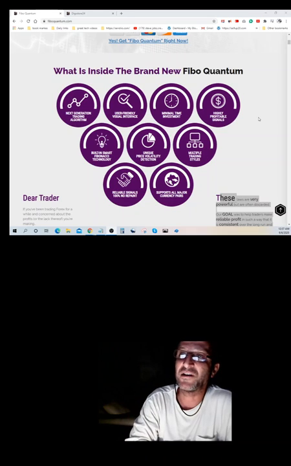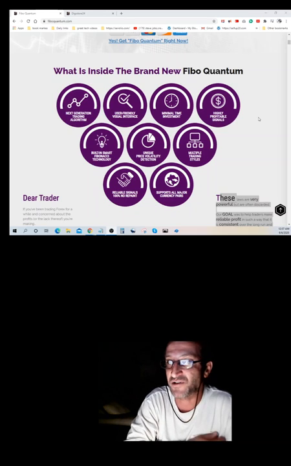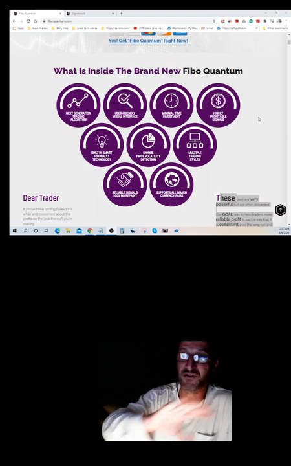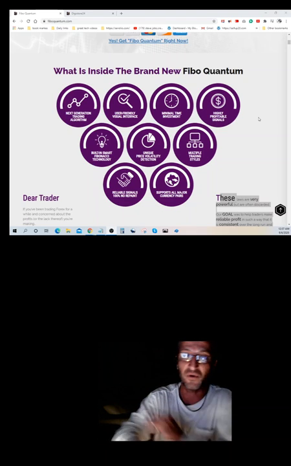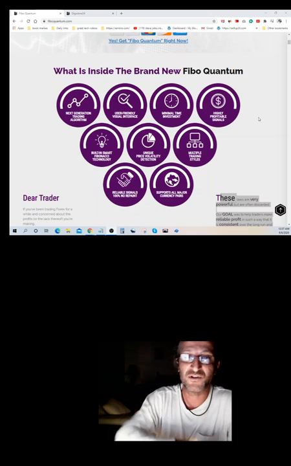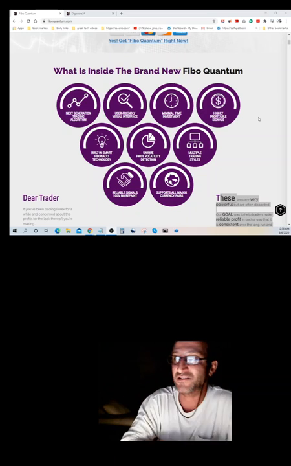What's inside this brand new Fibo Quantum? It's a next generation trading algorithm. It'll teach you how to take advantage of the algorithm. User friendly visual interface. It's real simple. You don't have to have any prior experience. The interface is so user friendly, anybody can do this. Minimal time investment. You don't have to spend hours upon hours. You could probably spend a couple hours a day and that's all you need.